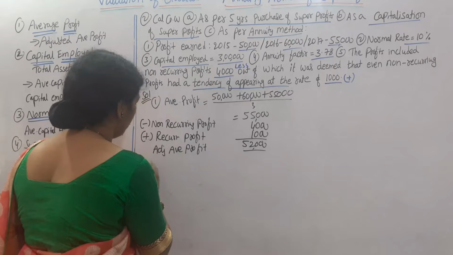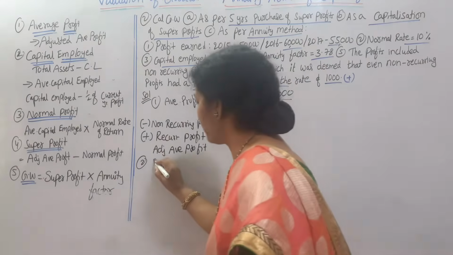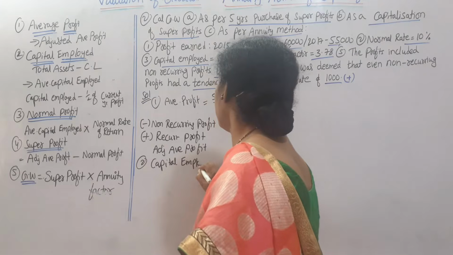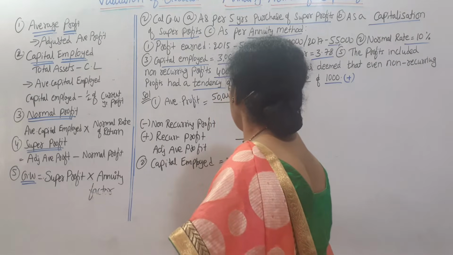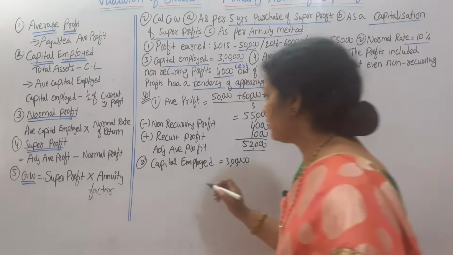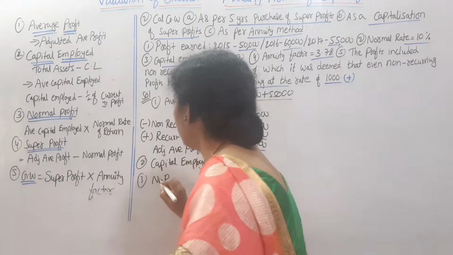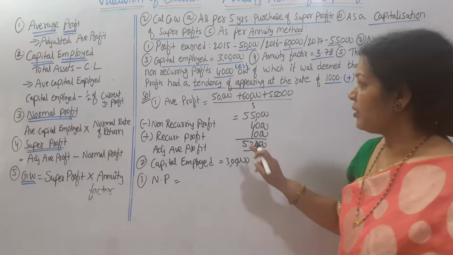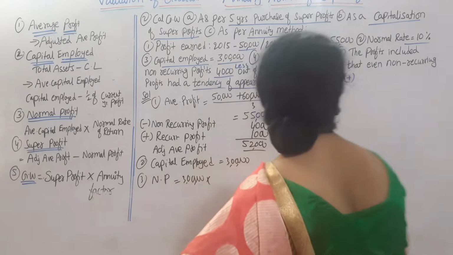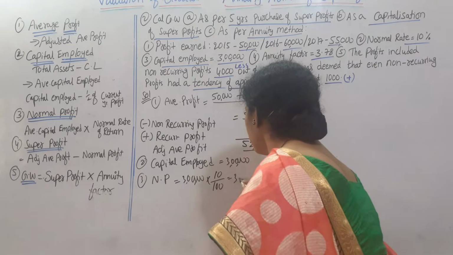And the second point is capital employed. Capital employed is already given, 3 lakh. Then after that, normal profit. Normal profit is equal to capital employed into normal rate of return. Capital employed is 3 lakh. Normal rate of return is here 10%. It is 30,000 normal profit.